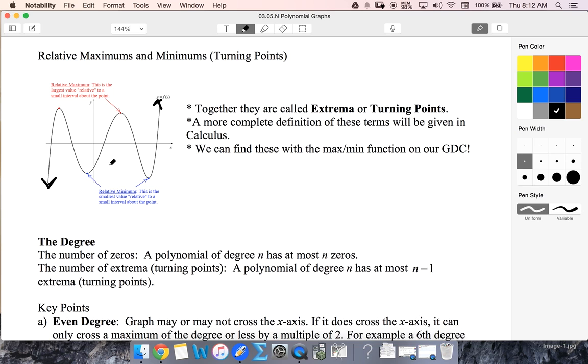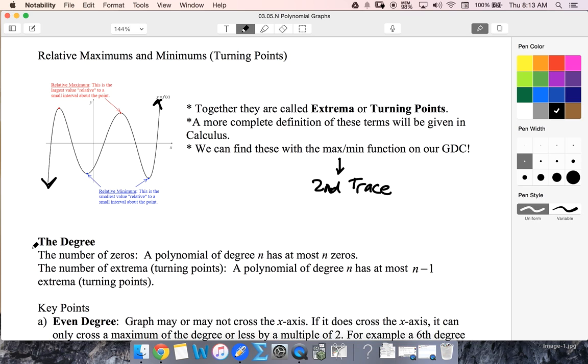So together we call these extrema or turning points. And turning points is most common because it's where we turn around. And in calculus we learn to find them algebraically, but right now we can use the max-min function on our calculator to actually find those points. So this is in the second trace menu, is max-min.